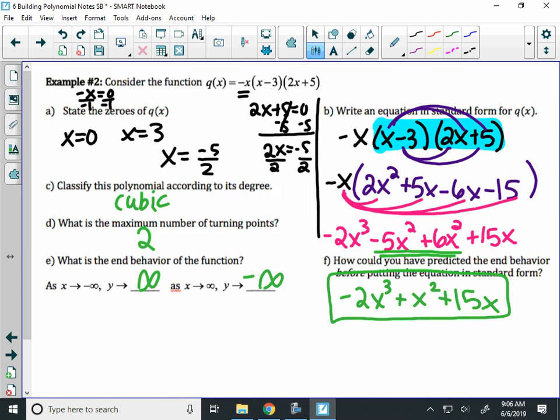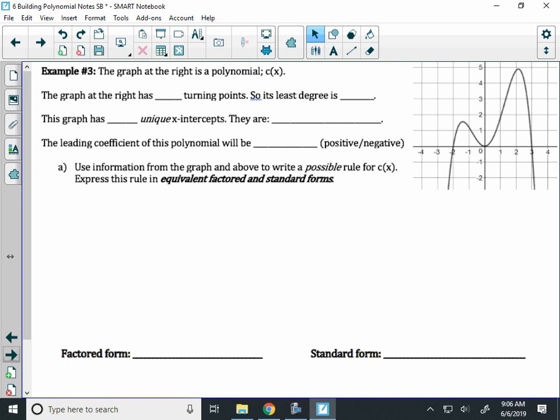How could you have predicted the end behavior before putting the equation in standard form? Well, you could have counted the multiplicities. 1, 2, 3 of them. I would have known that it was odd degree, and I could have figured out what the picture would have looked like. All right, flip your paper over, number 3.